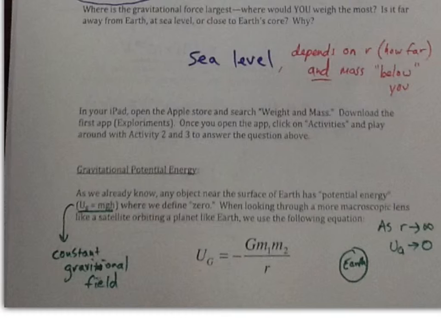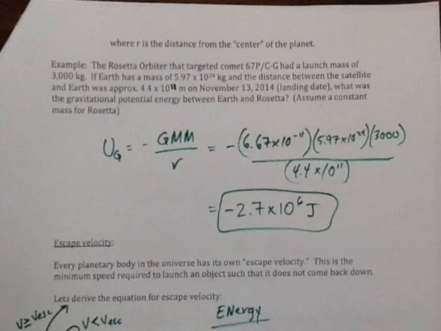However, when looking through a more macroscopic lens, like a satellite orbiting a planet like Earth, we use a different equation, and the reason for that is when we talk about something being far away from Earth, that mgh doesn't really hold true anymore, because the gravitational field is not constant as we get further and further away from Earth. So really the gravitational potential energy is negative G m1 m2 over r. And again, just like gravitational force, r is the distance from the center of the planet.